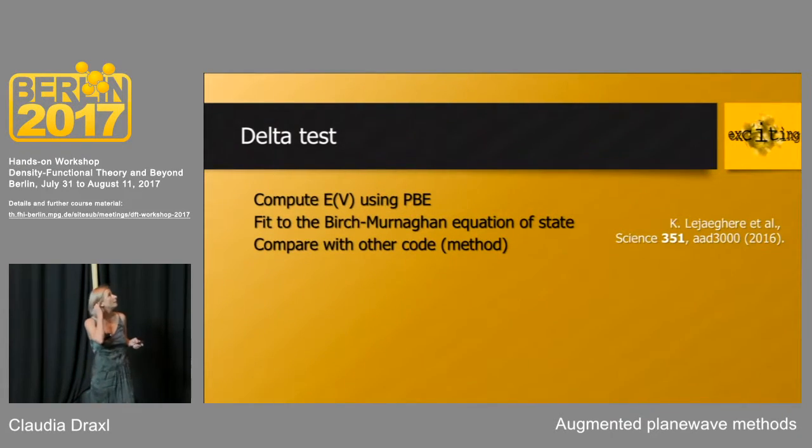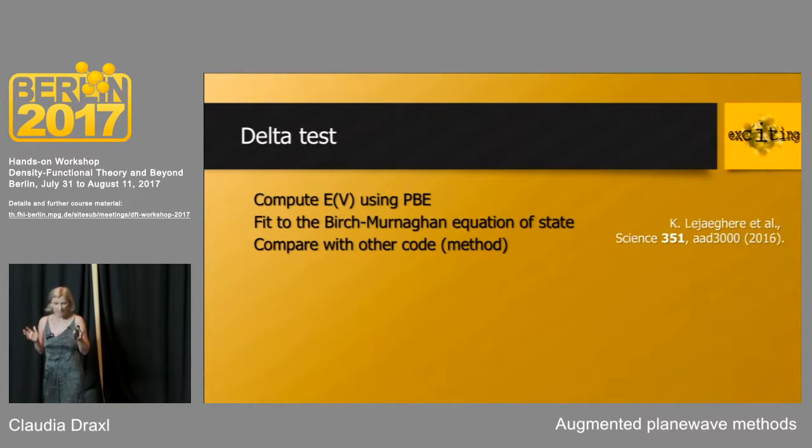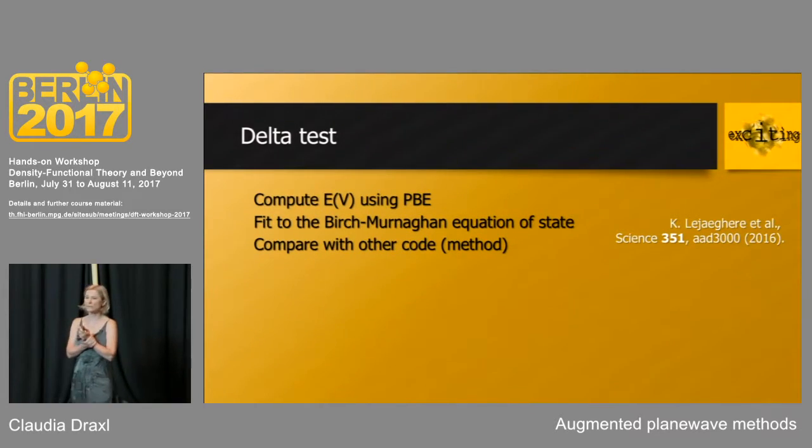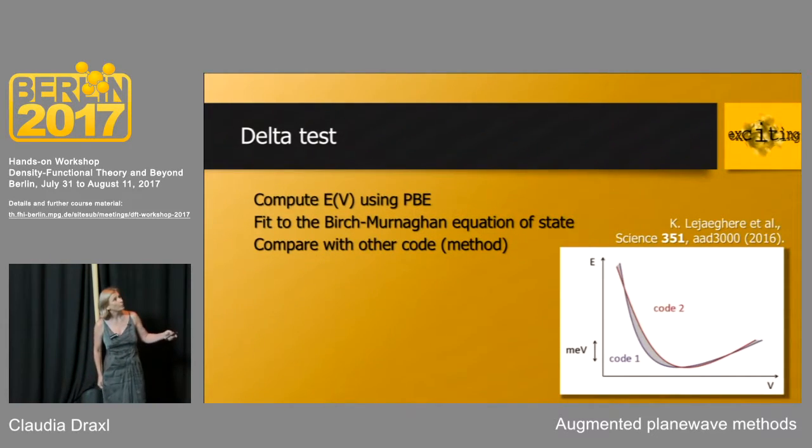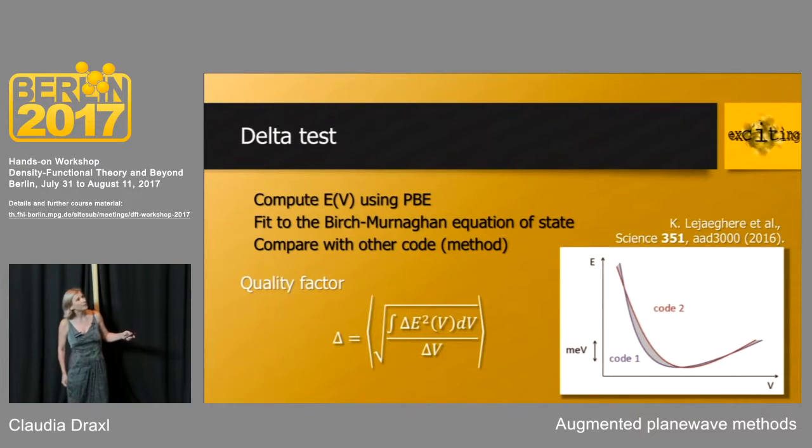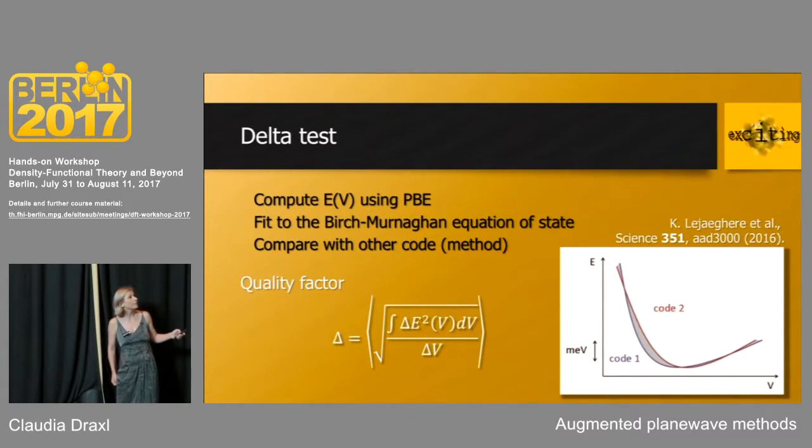So the essence is, it's a very simple test called the delta test in the community. You compute the energy versus volume using a given functional, in this case PBE. Then you do a Birch-Murnaghan fit, so you get the equation of state, and you can do this with two different codes. From the difference between the results of these two codes, you can compute what we call a quality factor. Okay? So you can do this for each and every atom, for every pair of codes, for every material separately.